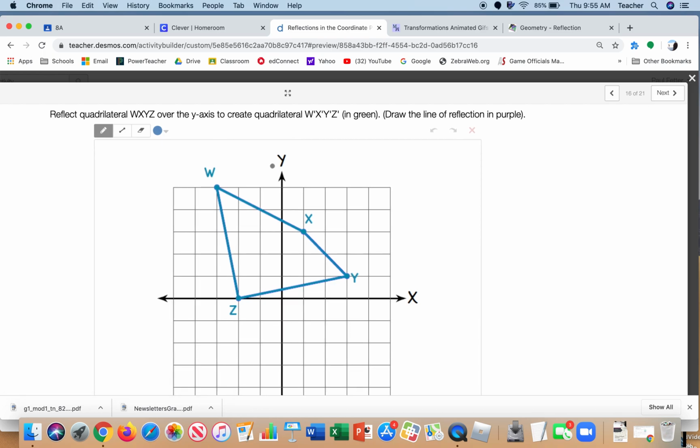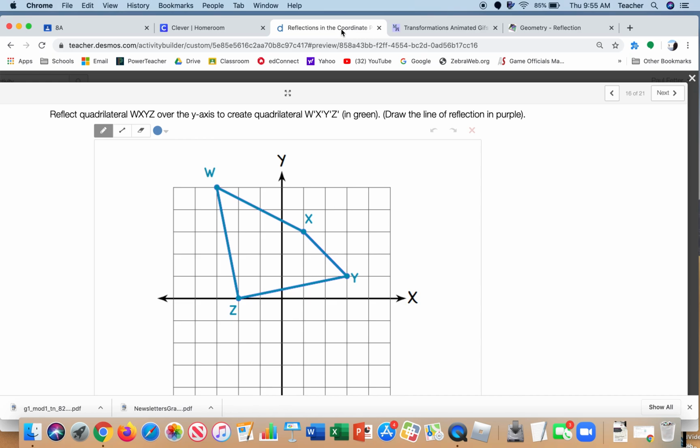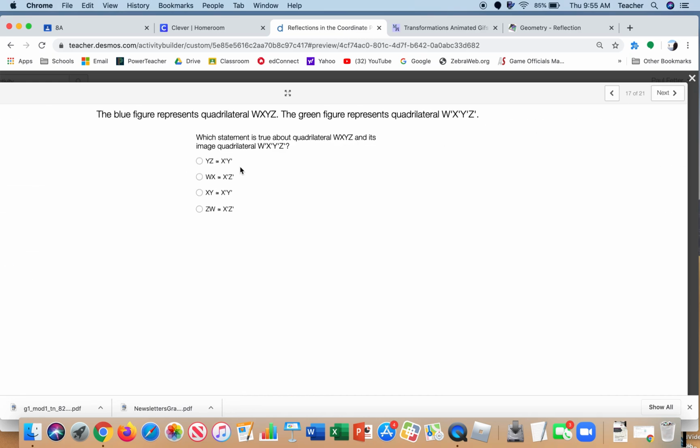This one's getting reflected over the y-axis. Again, it's going to look like this. It's going to land on top of itself. Which statement is true? Again, we're talking about side lengths here. So you got to match these side lengths. Let's see which one, XY and XY prime.